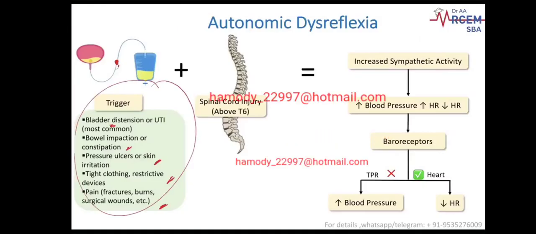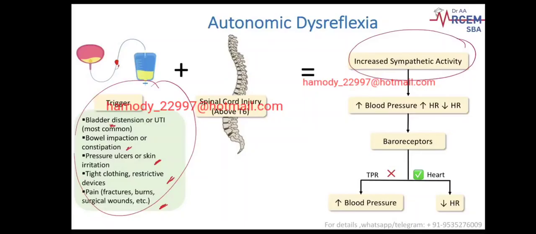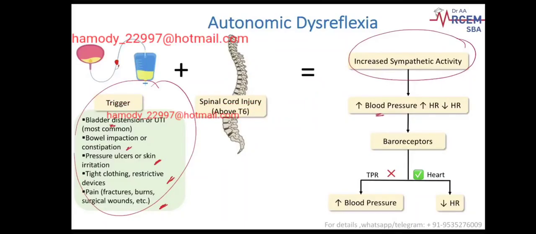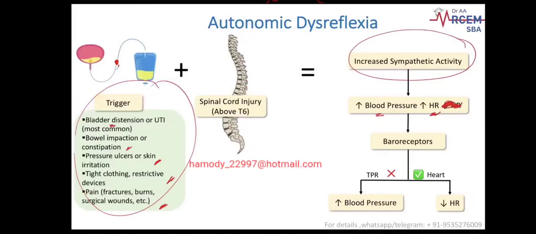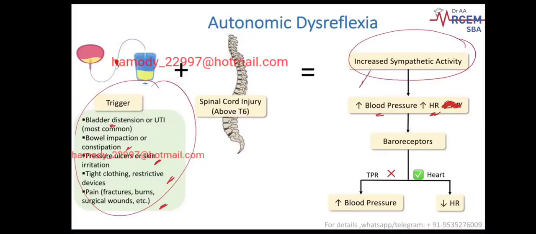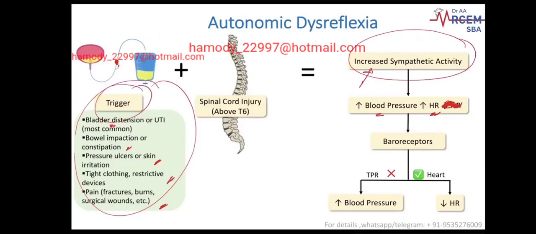What happens? Once sympathetic tone is triggered, stimulated, there will be an increase in blood pressure and an increase in heart rate. So there will be increase in blood pressure and increase in heart rate because sympathetic tone is triggered by a triggering agent. Sympathetic tone is increased by a triggering agent.